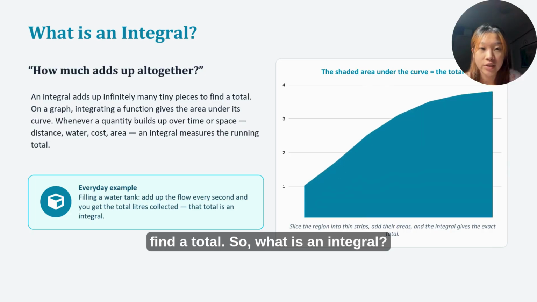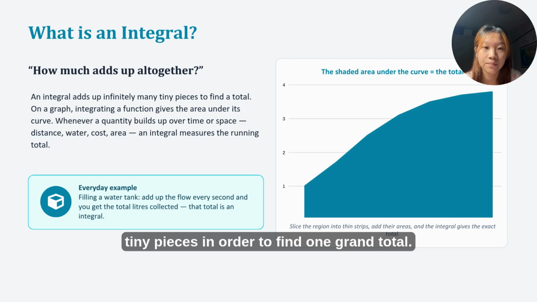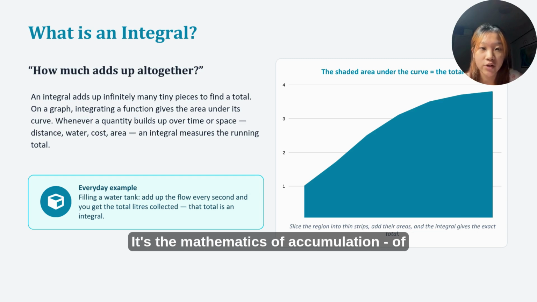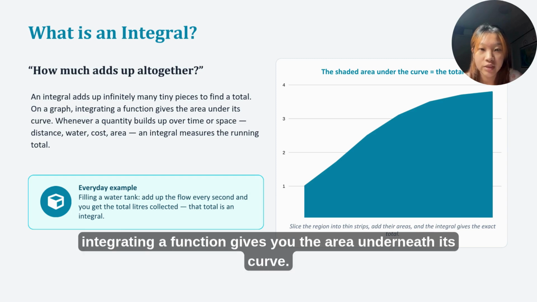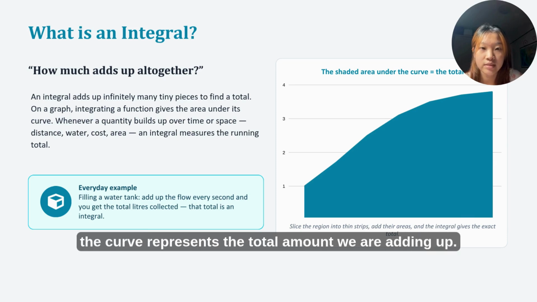So what is an integral? An integral works by adding up infinitely many tiny pieces in order to find one grand total. It's the mathematics of accumulation, of things building up bit by bit, and on a graph, integrating a function gives you the area underneath its curve. You can see this idea on the screen.